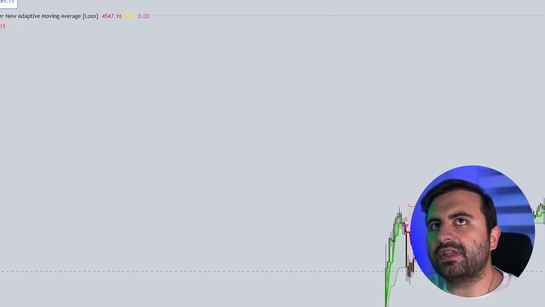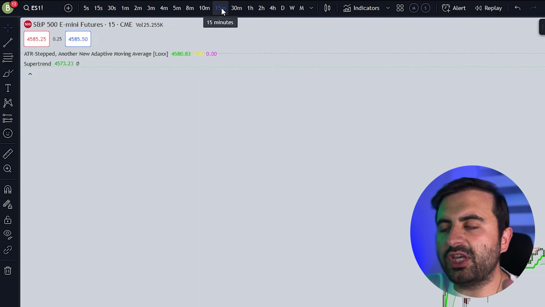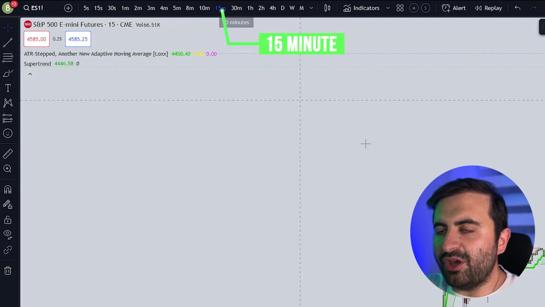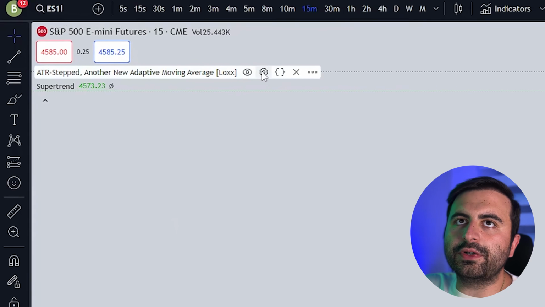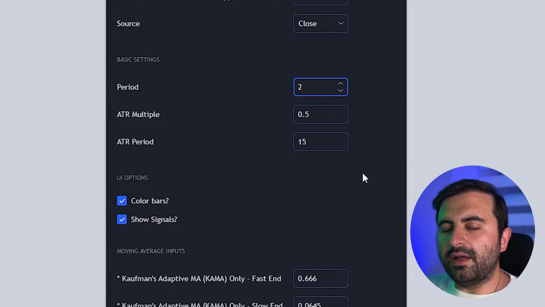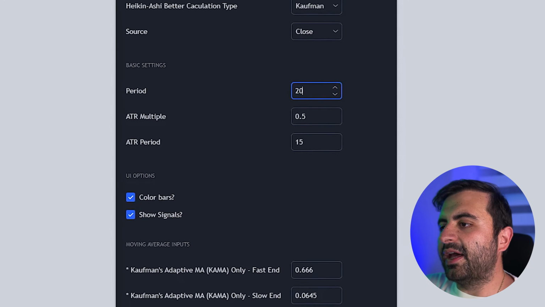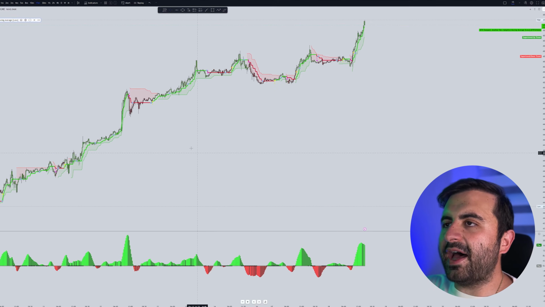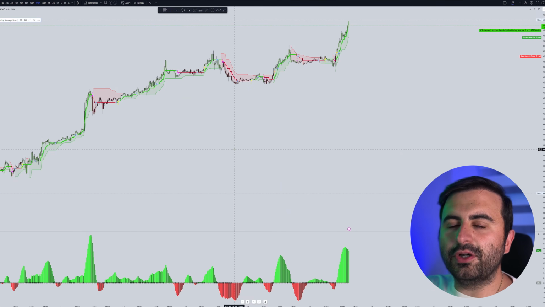After you add everything, go to the time frame and change it to 15 minutes. Once you've done that, head over to the settings for the ATR Stepped and change it to 20. After that, hit OK. Now we are ready to go.